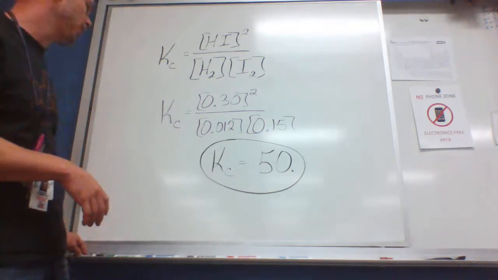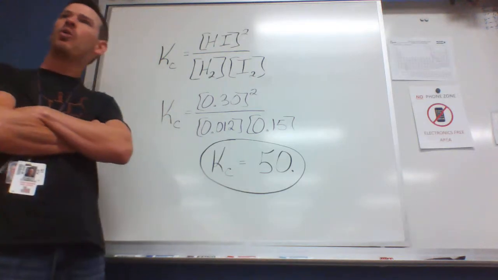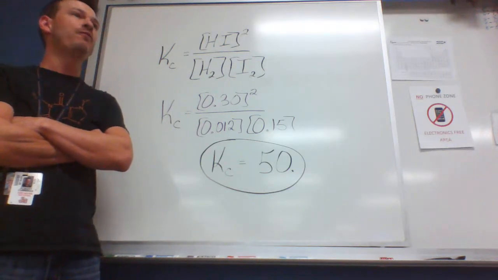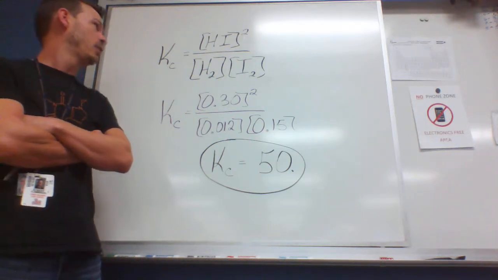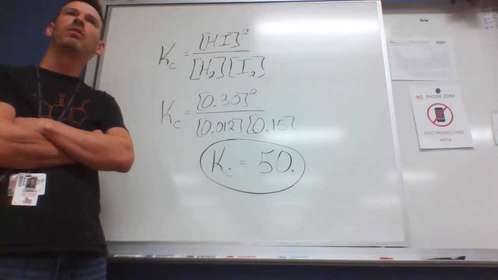Is this reaction favored in forward or reverse or neither? Forward. Favored forward, because if the magnitude of K is greater than 1, even though it's at equilibrium, it's favored forward.